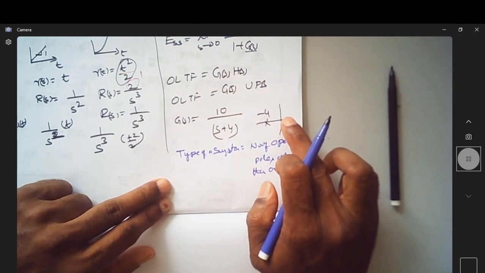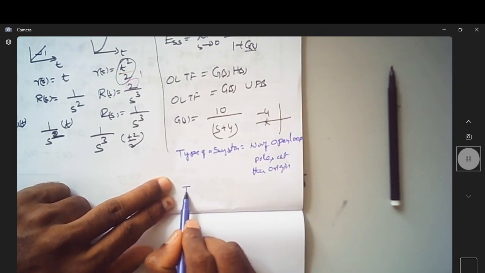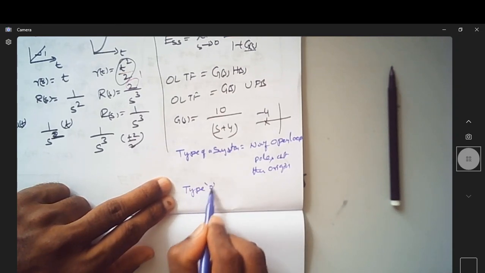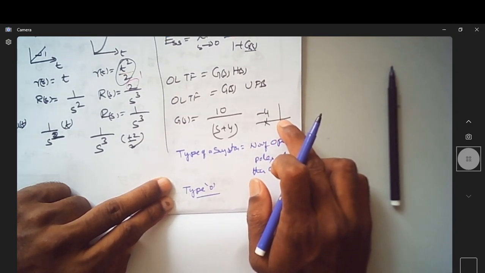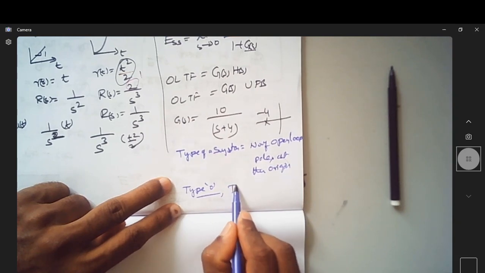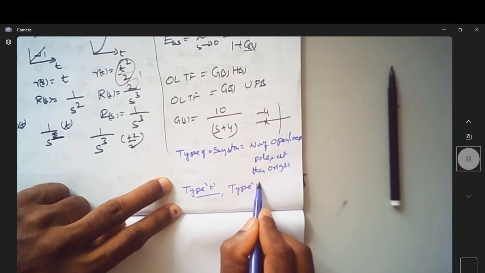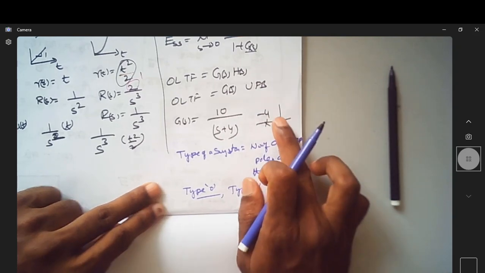Suppose you don't have any open loop pole at the origin, then it is called a type 0 system. Type 0 system means that you don't have any open loop pole at the origin. Similarly, you have a type 1 system. This type 1 system will have one open loop pole at the origin.